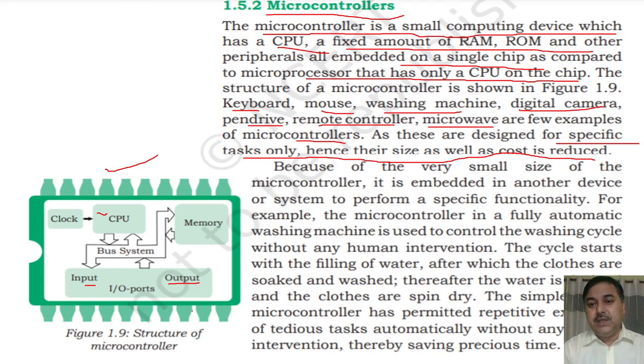We must see what the functionality of the device is and how the device is working. This is the particular part that we can find: each and every device that we have performs a special functionality, and for this specific functionality a pattern is there. So a microcontroller is used in a full automatic washing machine. We are using it to control the washing cycle without any human intervention.